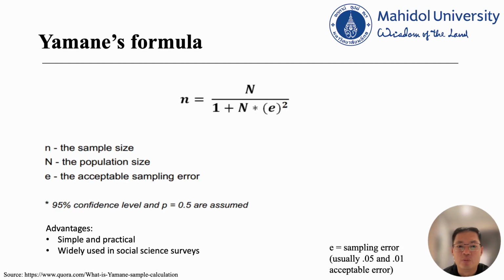One commonly used formula for calculating sample size is Yamane's formula. It's especially popular in social sciences because it's simple and practical. This formula uses the total population and the margin of error. Typically, error is set at 0.05 or 0.01. Using this formula helps researchers determine a reasonable sample size without needing complex software.